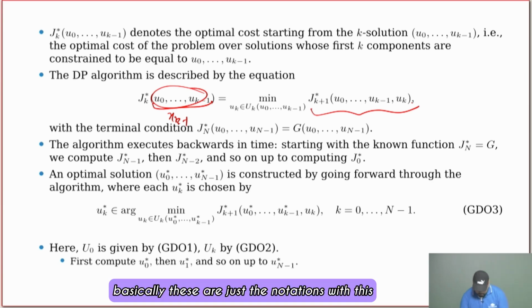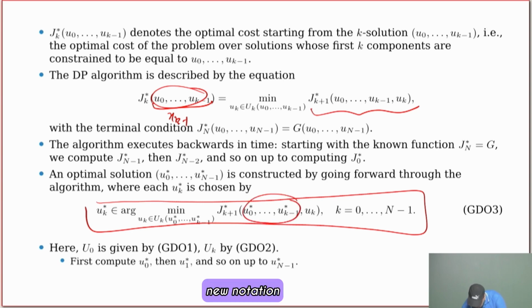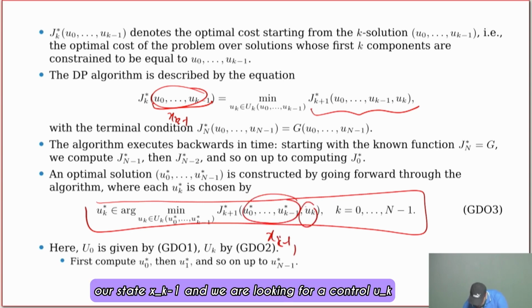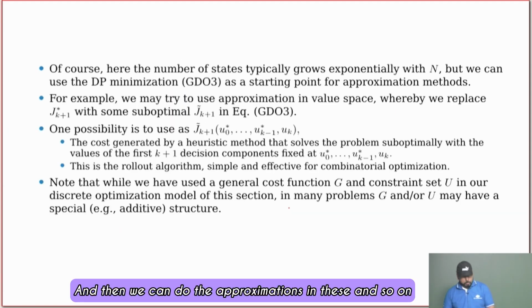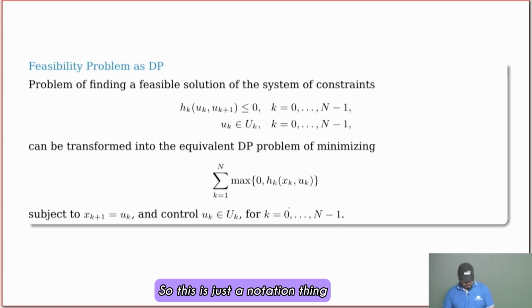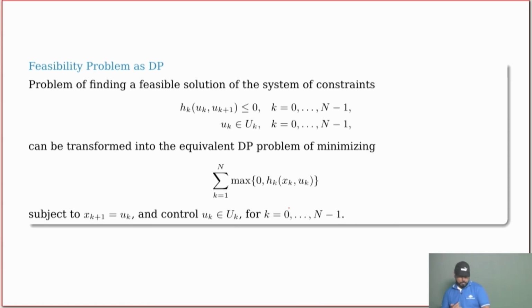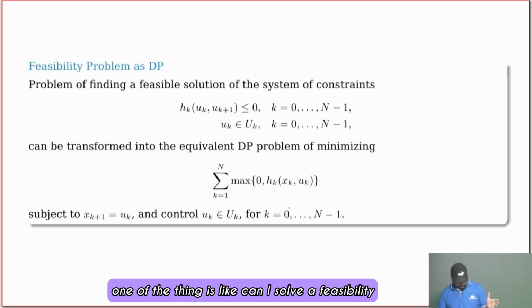So basically these are just the notations. With this new notation, this is our state xk minus 1, and we are looking for a control uk. Then we can do the approximations in these and so on. So this is just a notation thing. Now, one of the things is, can I solve a feasibility problem?